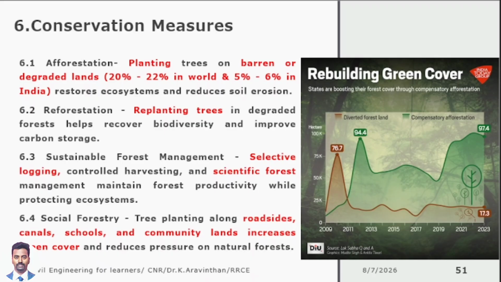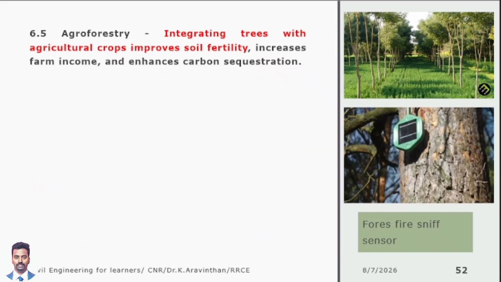Then social forestry. We heard forest, but what is social forest? Forest means there will be no human beings. What do you mean by social forest? Planting trees in schools, canals and community lands, etc. Near road lines, if you are planting trees, that is called social forestry. This has to be improved for bringing down deforestation.